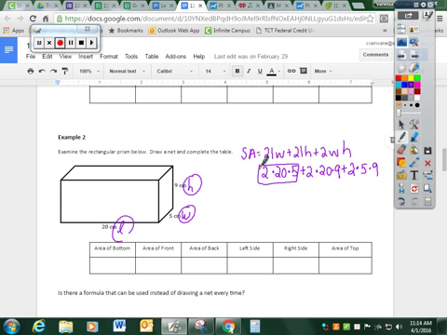Okay? This should be 20 times 2 is 40, times 5 is 200, plus 20 times 2 is 40, times 9 is 360. 2 times 5 times 9 is 90. And when you add all of these together, you get 650 for a surface area.